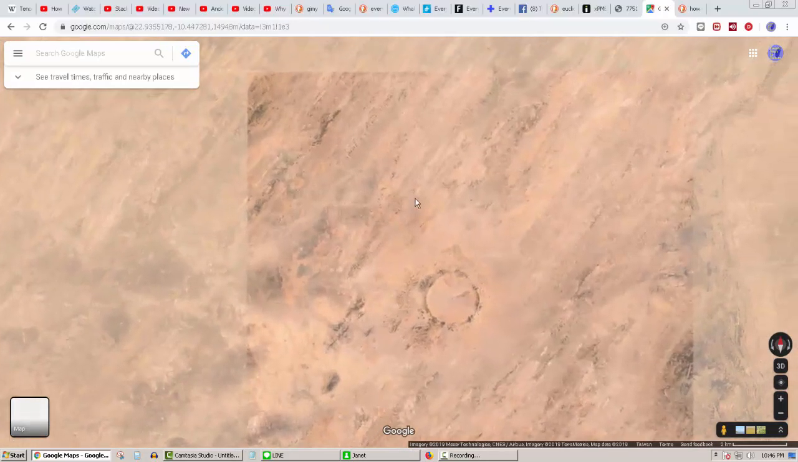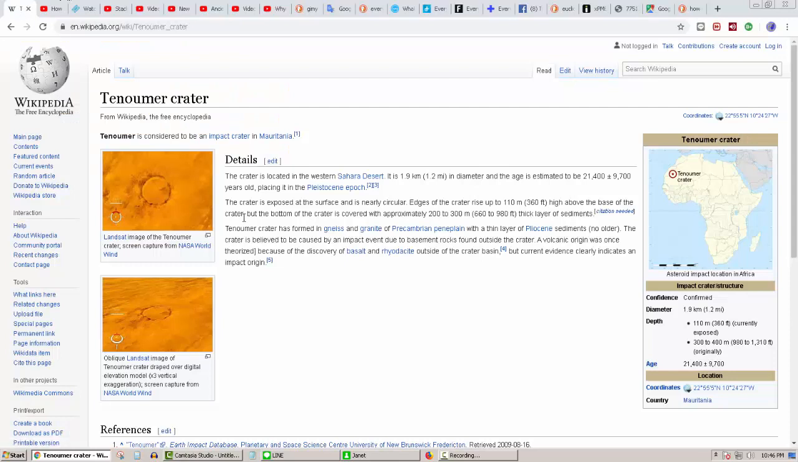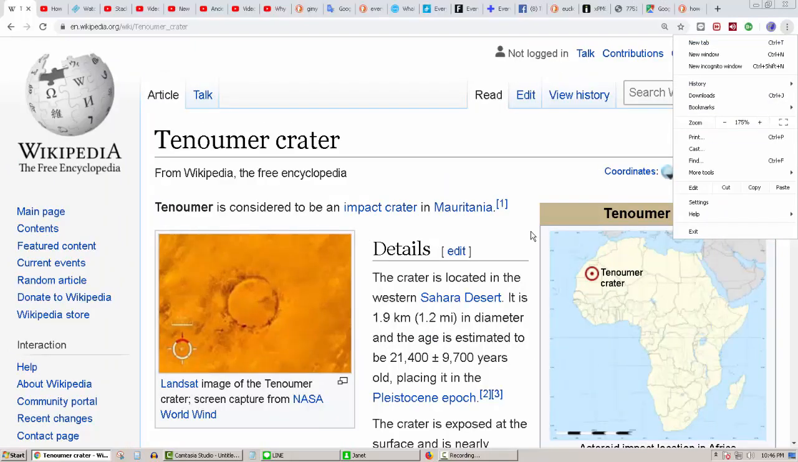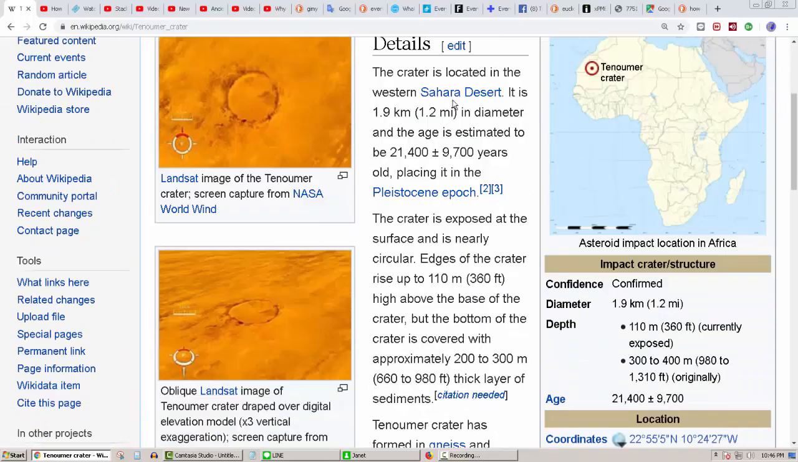Now, here's the thing. I looked at the Tenoumer crater Wikipedia, and I want to enlarge that so you can read it. Details. The crater is located in the Western Sahara Desert. It is at 1.9 kilometers in diameter, about 1.2 miles. And the age is estimated to be 21,000 to 9,700 years old. Okay, whoa. That's a big chunk of difference, isn't it?